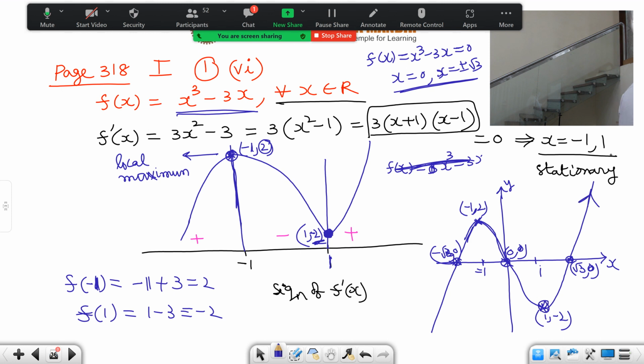This side it will go to plus infinity like this, and this side it will go to minus infinity like this in the domain R. So this is all some extra thing we have. Now let us go to the next problem.